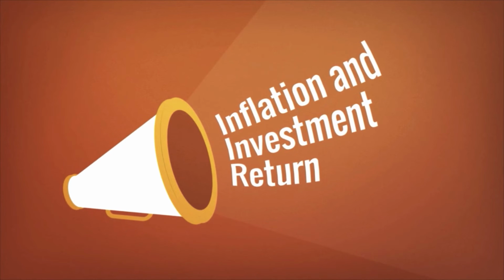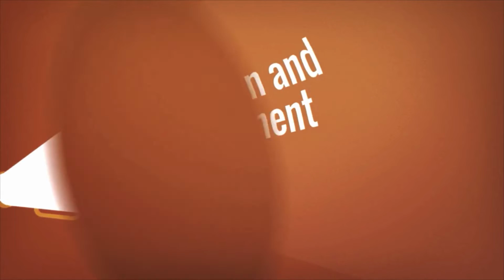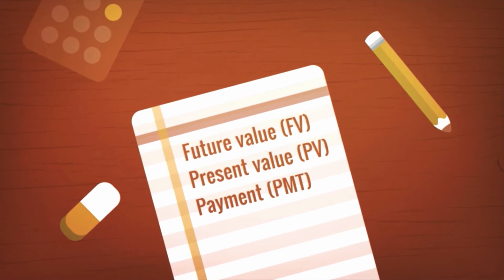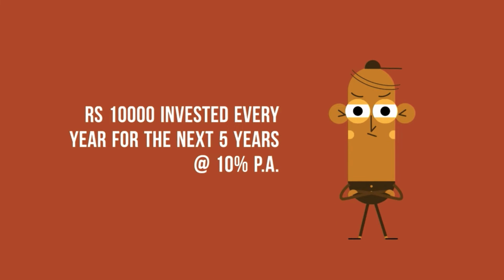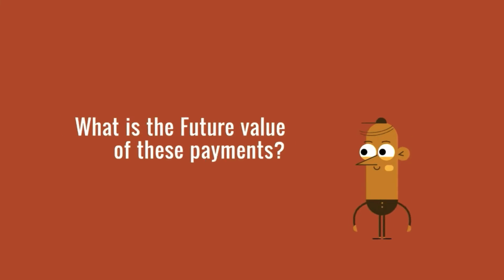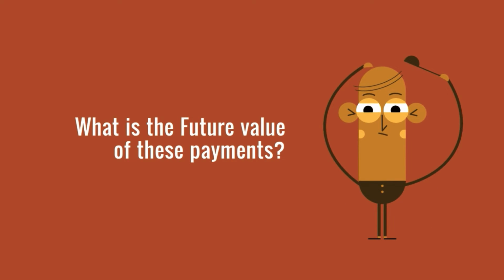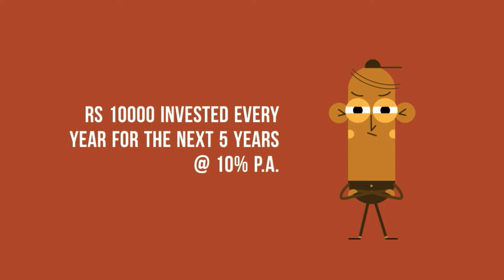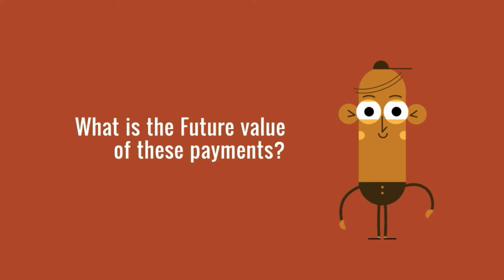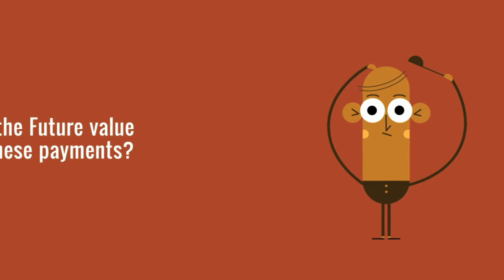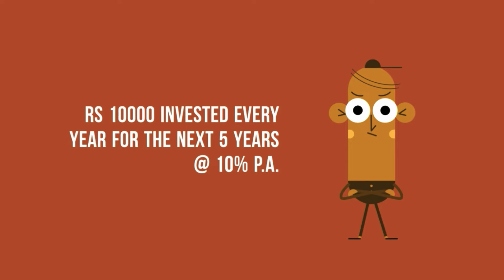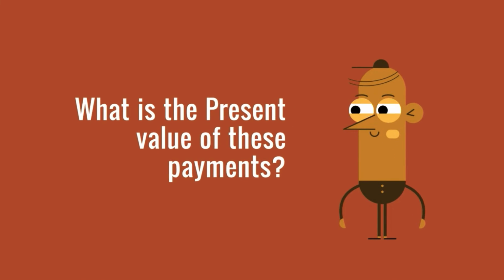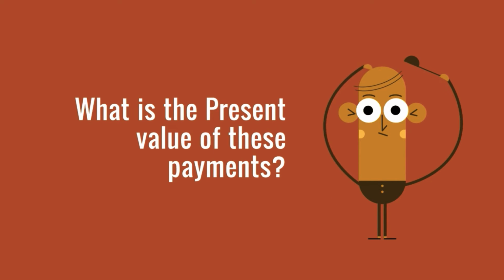So now let's bring in investment return and inflation into the calculation. Before we get into the calculation part, we need to understand three concepts: future value, present value, and payment. So let's take two examples. One is 10,000 rupees invested every year for the next 5 years, earning 10% per annum. What is the future value? That is, at the end of 5 years, what is the value of that money? And the second question is 10,000 rupees invested every year for the next 5 years earning 10% per annum. What is the present value today of that money being invested?